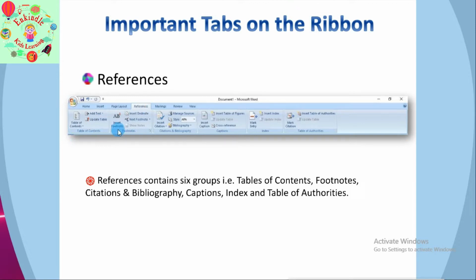The first one is Table of Contents, second one is Footnotes, third one is Citations and Bibliography, fourth one is Captions, fifth one is Index, and sixth one is Table of Authorities.